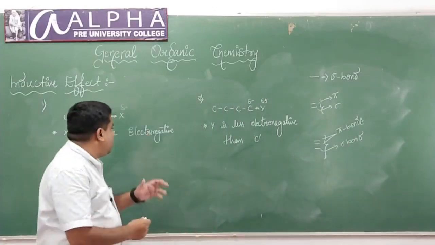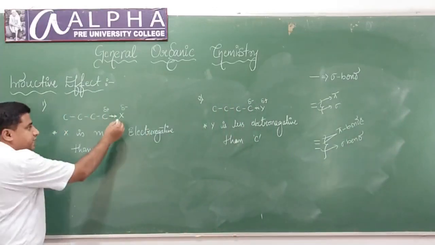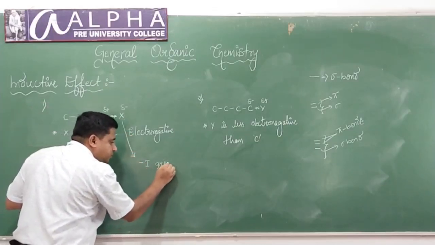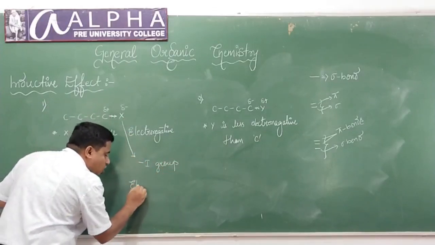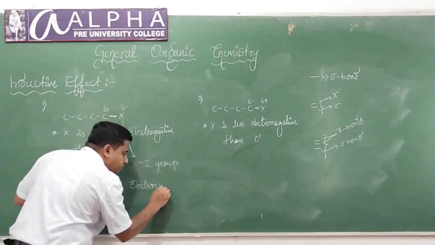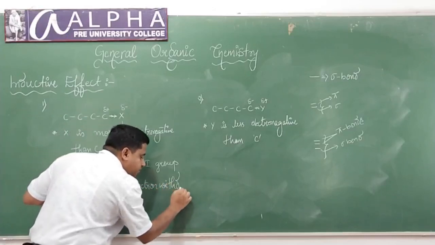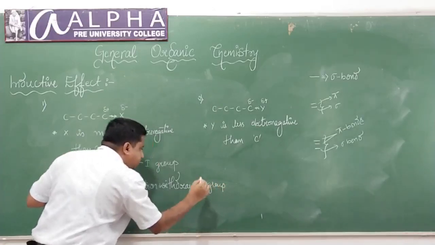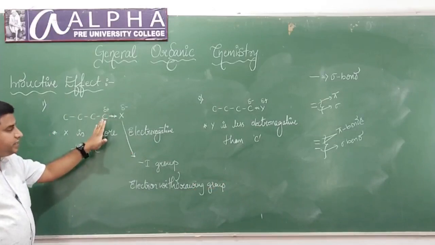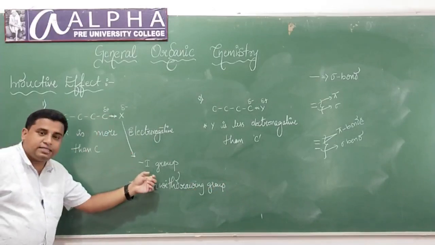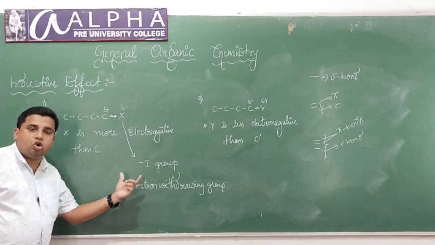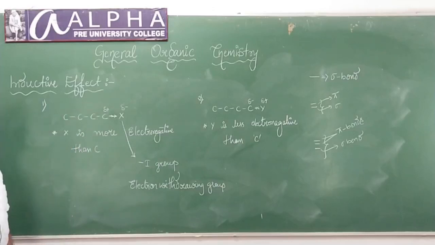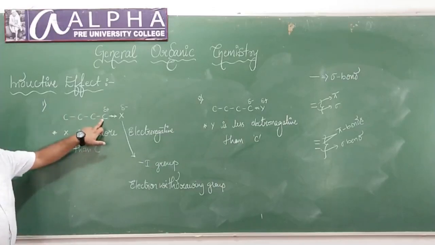Here X, which is more electronegative than carbon, is called a minus I group, or it is also called an electron withdrawing group. Understood? Okay, here the atom X, which is more electronegative than carbon, is referred to as a minus I group or electron withdrawing group. So what is the charge present on carbon? Partial positive charge. That means electron density on carbon is less.